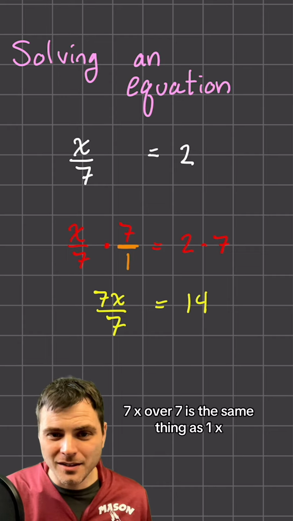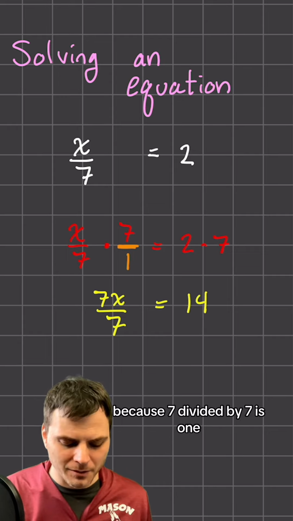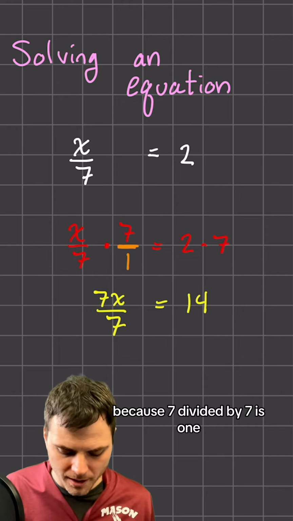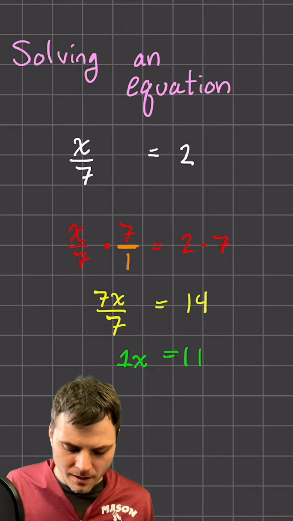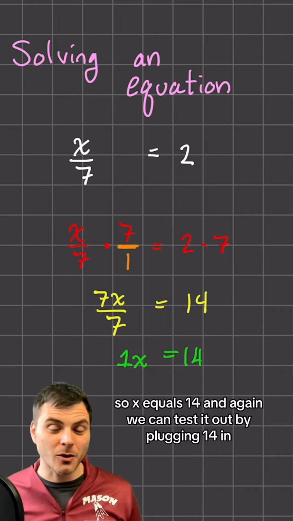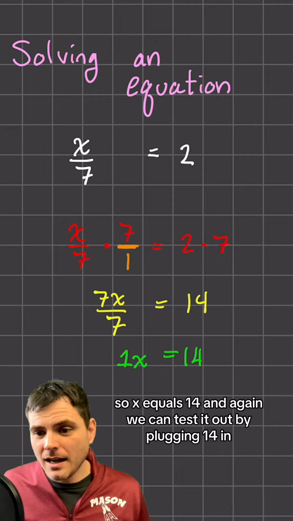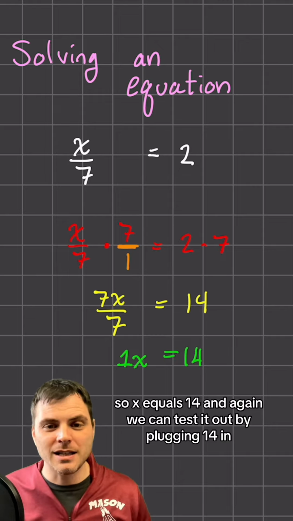7x over 7 is the same thing as 1x, because 7 divided by 7 is 1. So we kind of have the exact same situation we did before. And 1x is the same as just x, so x equals 14. And again, we can test it out by plugging 14 in.